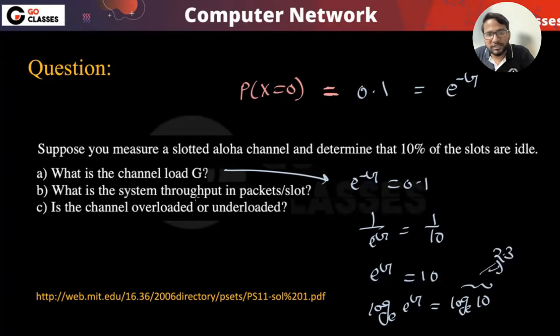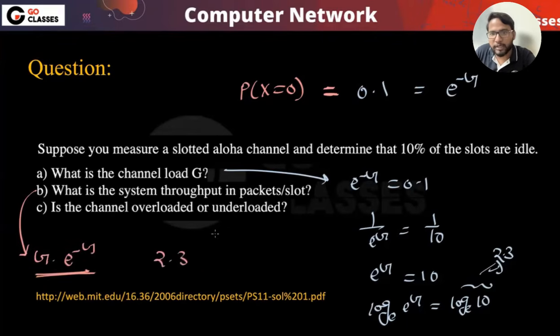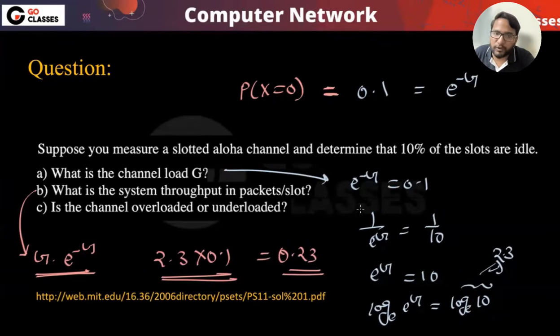Now they are asking for the system throughput in packets per slot. That means they are asking for G into e power minus G. If G is 2.3 and e power minus G is 0.1, then that's how you calculate this. It will be 0.23. This is the system throughput in packets per slot.